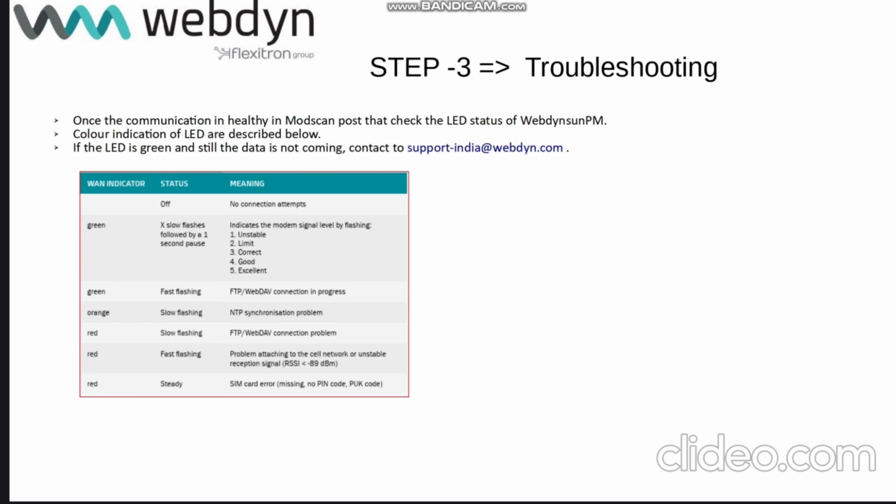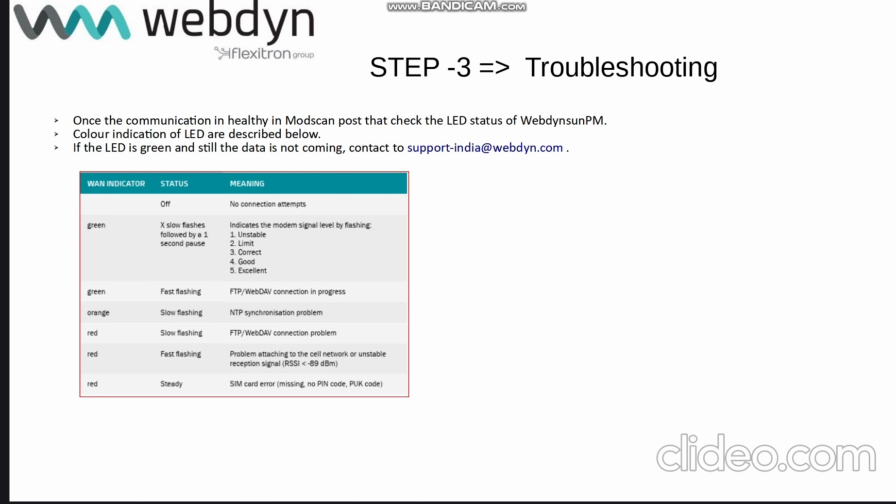If it is green and fast flashing, this means that FTP connection is in progress. It is trying to connect. If it is orange or amber color and flashing very slowly, this means NTP synchronization. So NTP is network time protocol, from where it takes the real time from the network to stamp the data files. There is a problem and it's not able to connect for the NTP. So either your NTP server is having a problem, so you have to configure another NTP server, or the network is not strong enough to make a connection with NTP.